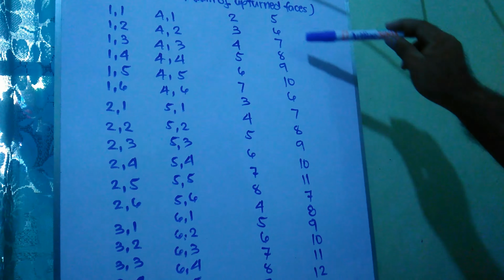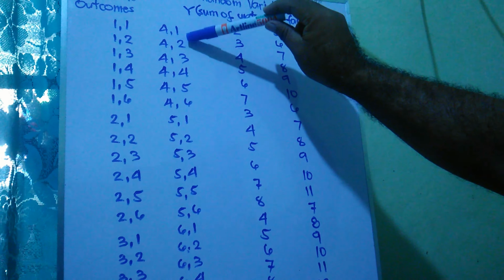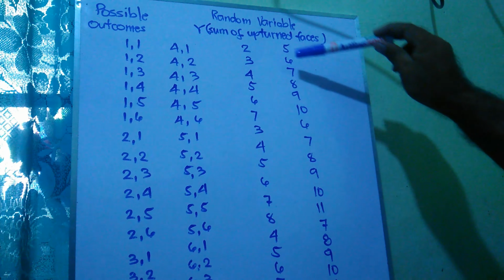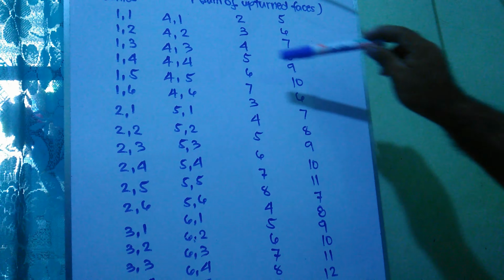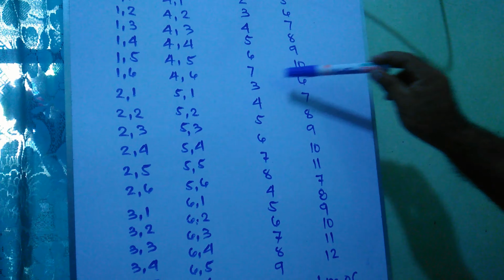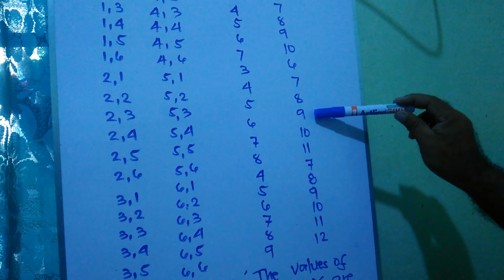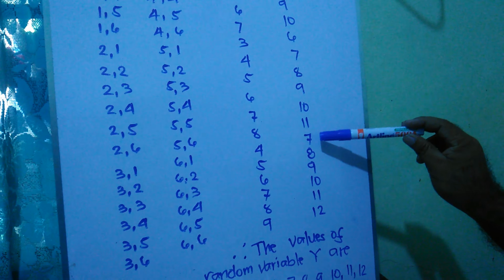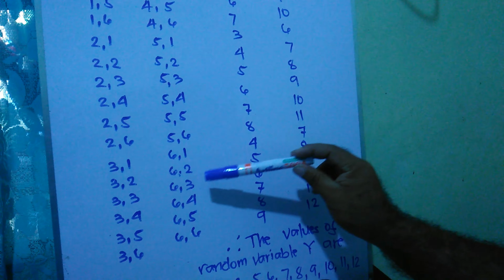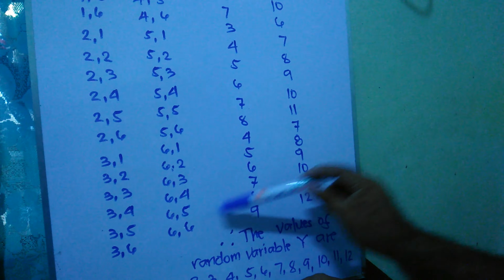4 and 1 is 5, 4 and 2 is 6, 4 and 3 is 7, 4 and 4 is 8, 4 and 5 is 9, 4 and 6 is 10. 5 and 1 is 6, 5 and 2 is 7, 5 and 3 is 8, 5 and 4 is 9, 5 and 5 is 10, 5 and 6 is 11. 6 and 2 is 8, 6 and 3 is 9, 6 and 4 is 10, 6 and 5 is 11, 6 and 6 is 12.